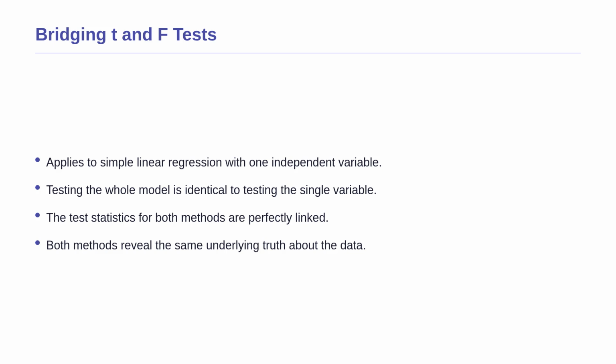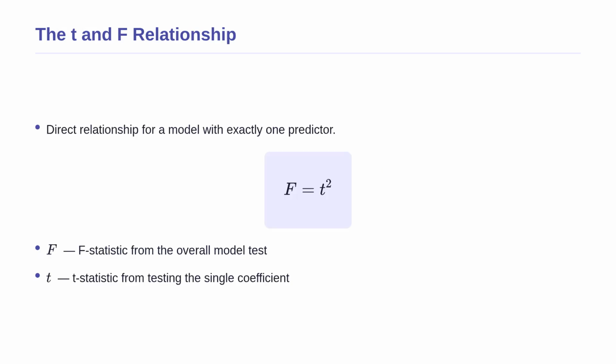This proves that both methods are fundamentally looking at the same underlying truth about the data, just from slightly different mathematical angles. This simple equation shows the direct relationship between the two tests for a single variable. Conceptually, it tells us that the overall model score is just the squared value of the individual variable score. The symbol F represents the F statistic from the overall model test. The symbol T represents the T statistic from testing the single coefficient. Squaring the T value will always yield the F value in a model with exactly one predictor.